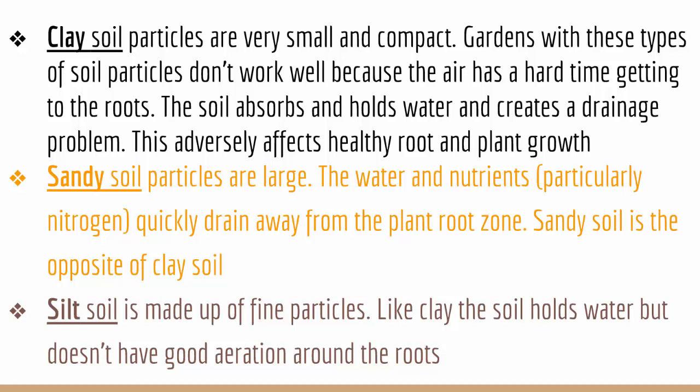The last type of soil that we have is silt soil. Silt soil is made up of fine particles like clay. The soil holds water but does not have good aeration around the roots. So these are the three basic types of soil that we have.